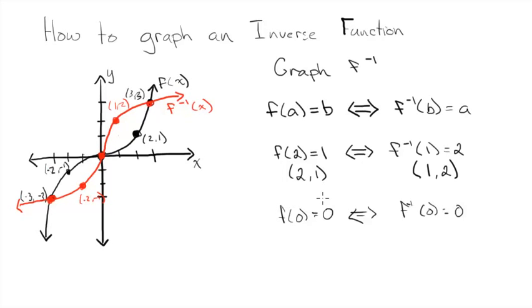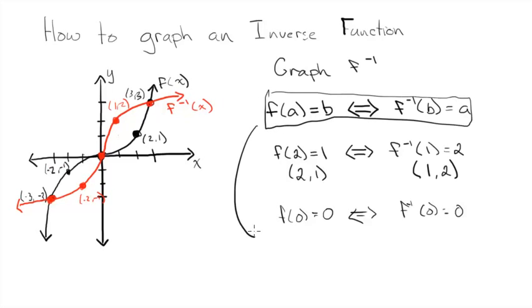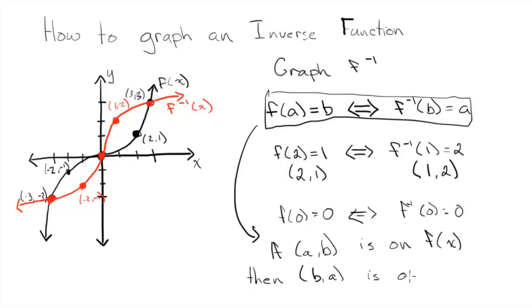Basically, a good way to think about it, and this is basically what we said here: if (a, b) is on f of x, then you just switch x and y. So (b, a) is on f inverse. So that's how you can get the inverse, just by switching all the x's and y's.